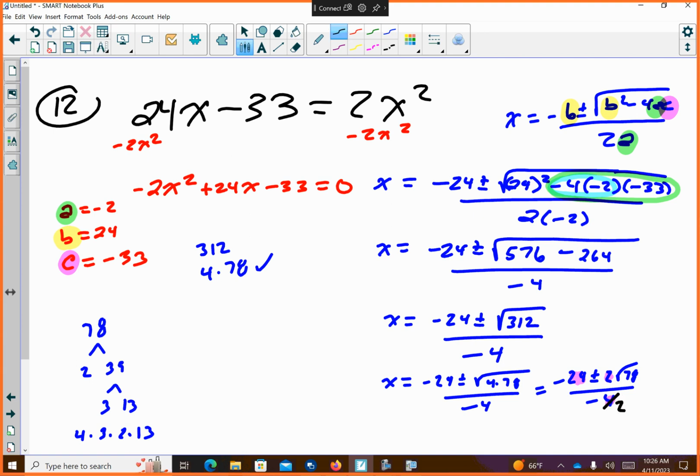This becomes -2, this becomes a 1, this becomes a -12. So my answer to this problem is x equals -12 plus or minus the square root of 78 all over -2. And that's it.